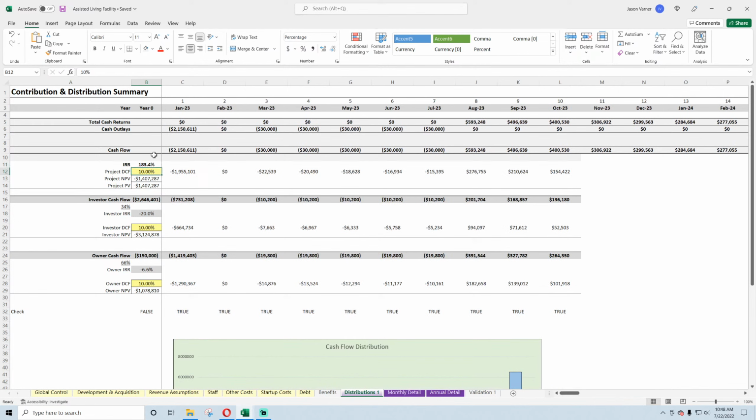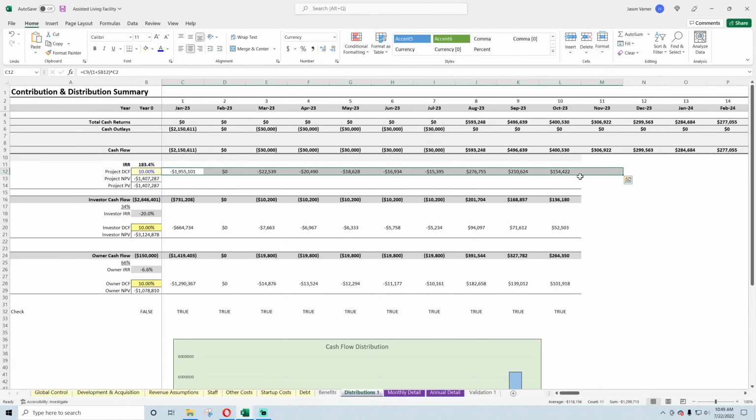Okay, discount. So this is now going to be a monthly discount rate. And so when we go here, we discount it by this 10%. We're discounting each monthly cash flow.